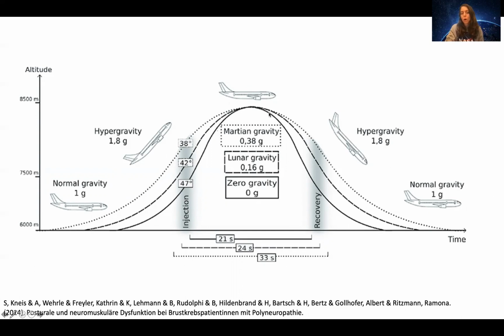And each time at the top of the parabola, we get 20 to 30 seconds where we experience that different type of lightness. So the different types of microgravity or lunar or Martian gravity.